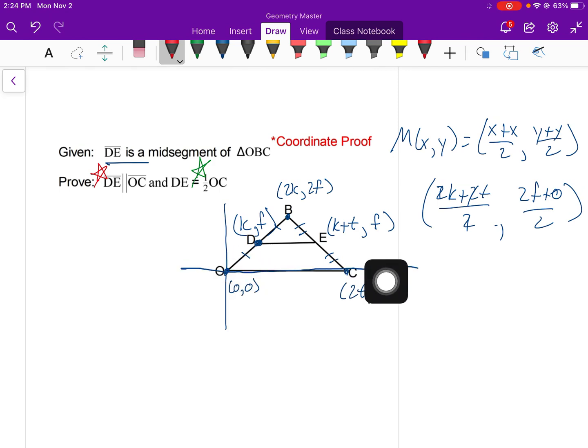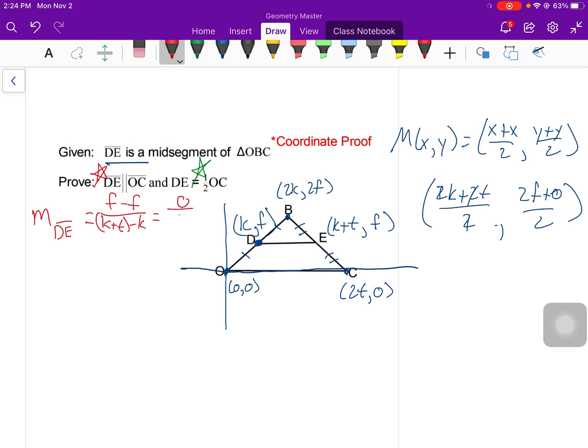So I chose these points very precisely, very particularly. I could have put this anywhere I wanted to on the graph, but I picked values so I have these zeros, which makes my life easier. So I'm going to start by finding the slope of segment DE, because in order to prove that something's parallel, they need to have the exact same slope. So the slope of segment DE is going to be (f minus f) over (k plus t minus k), which is 0 over t, which is 0.